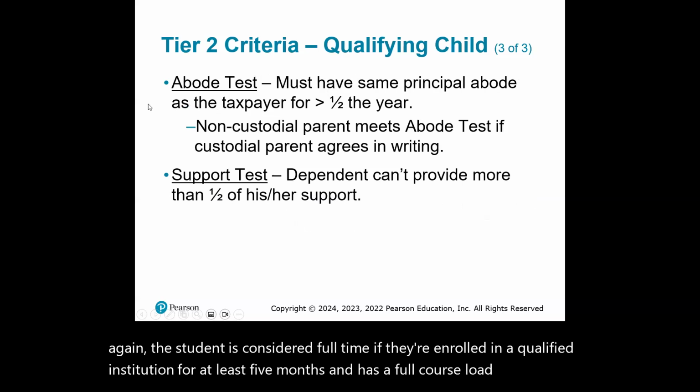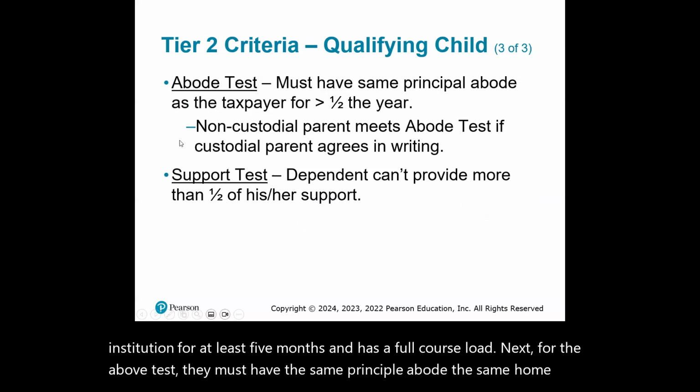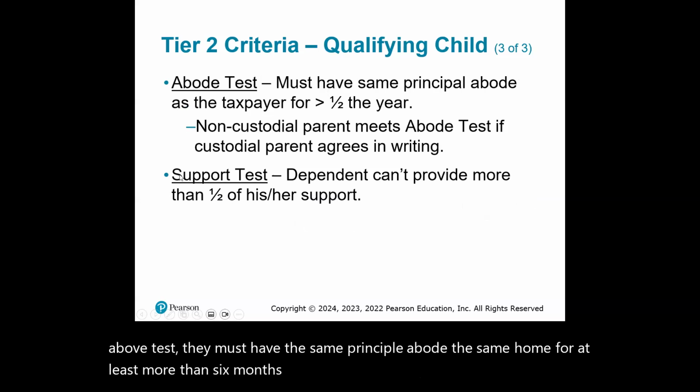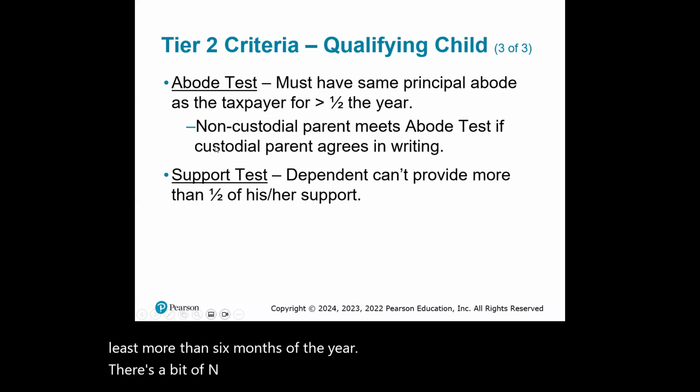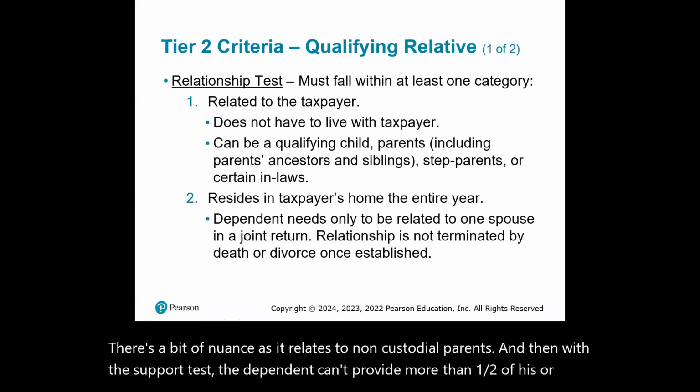Next, for the abode test, they must have the same principal abode, the same home, for more than 6 months of the year. There's a bit of nuance as it relates to non-custodial parents. And then with the support test, the dependent can't provide more than 1/2 of his or her support.